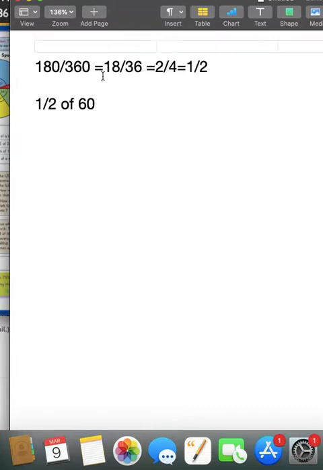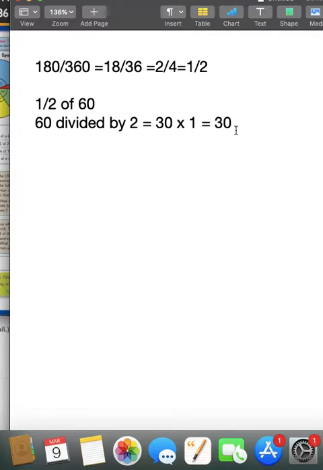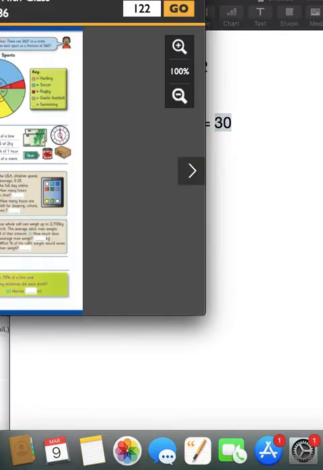So now I use that fraction. They said use fractions to help you. I use that fraction to find out how many children that is. Half of 60 will be equal to 60 divided by the bottom, which is 2, which equals 30. And then you multiply it by the top. Well, the top is just 1, so it's not going to change it. So the answer is 30 children chose hurling.